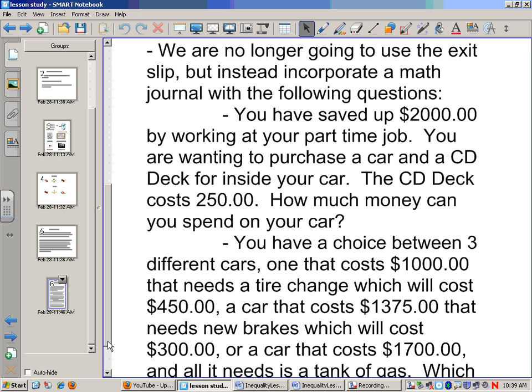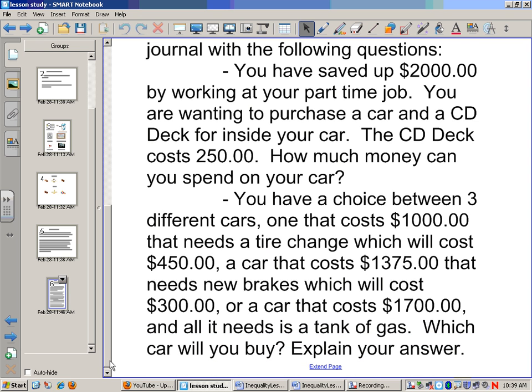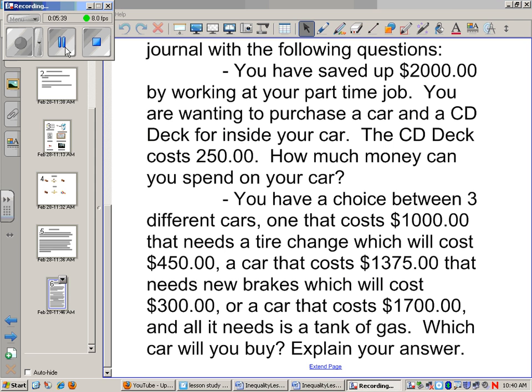Keep going down. So they've got choices between 3 different cars with different values, plus they want to put in a CD deck for $250. So they have to decide which car they're going to buy, if they're going to buy the one that's all ready to go, or a cheaper one that has some problems, and then they have to explain why. So it adds the explanation of what they're doing. And that's our new lesson.